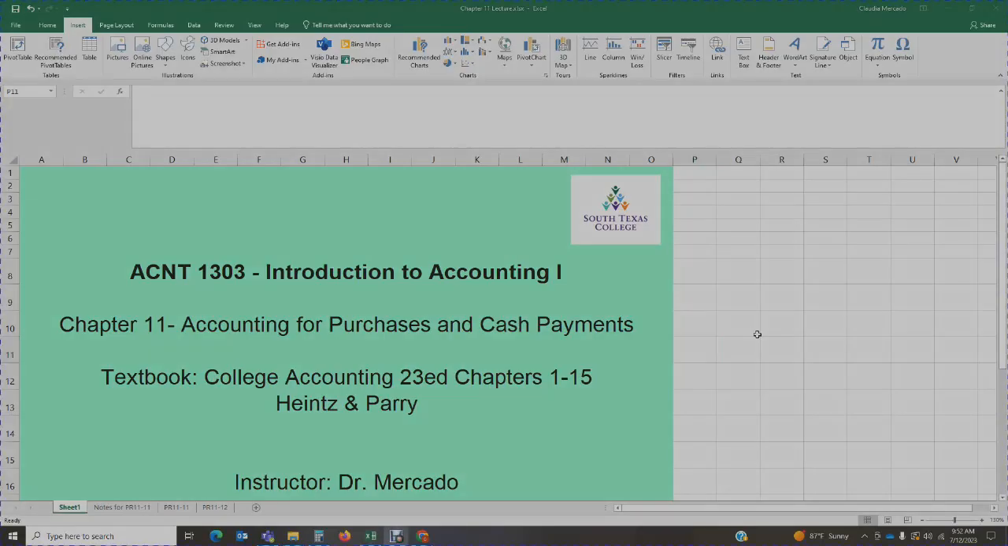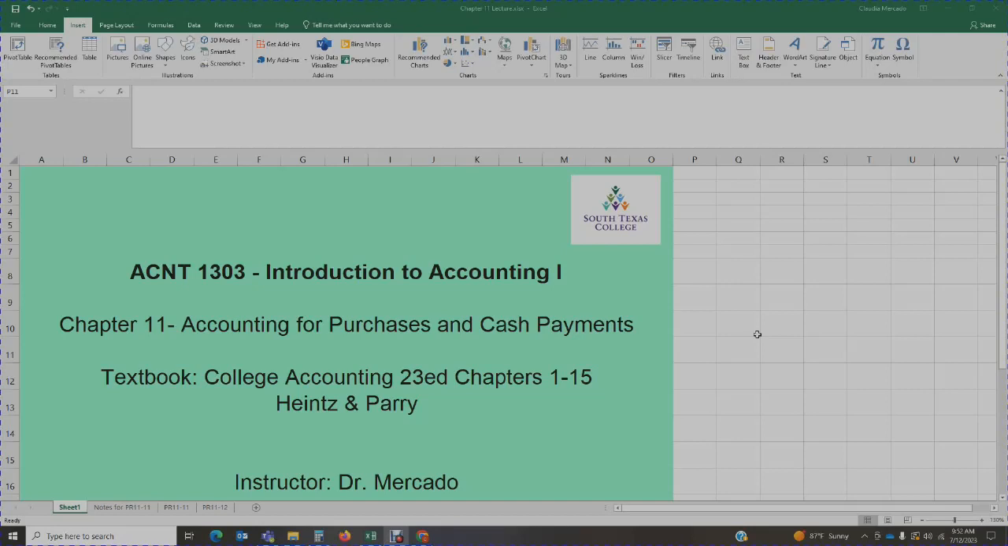Mercado speaking. Welcome to Accounting 1303, Introduction to Accounting 1, and we are covering Chapter 11, which deals with accounting for purchases and cash payments. Now, the last chapter we covered dealt with accounting for sales in merchandising businesses. In this particular chapter, we're going to continue working with merchandising businesses, but now we're going to examine how to account for merchandising purchases. So, when we purchase merchandise, how do we account for that?